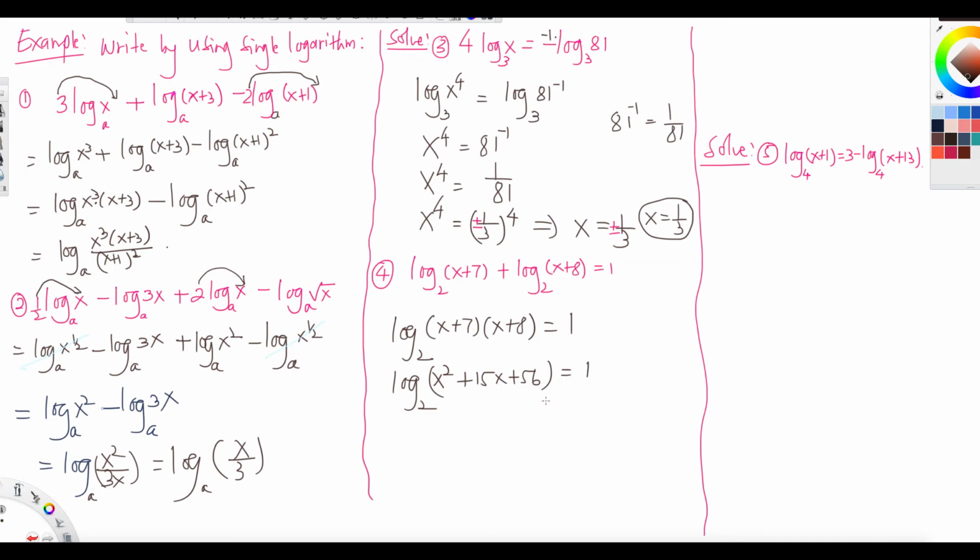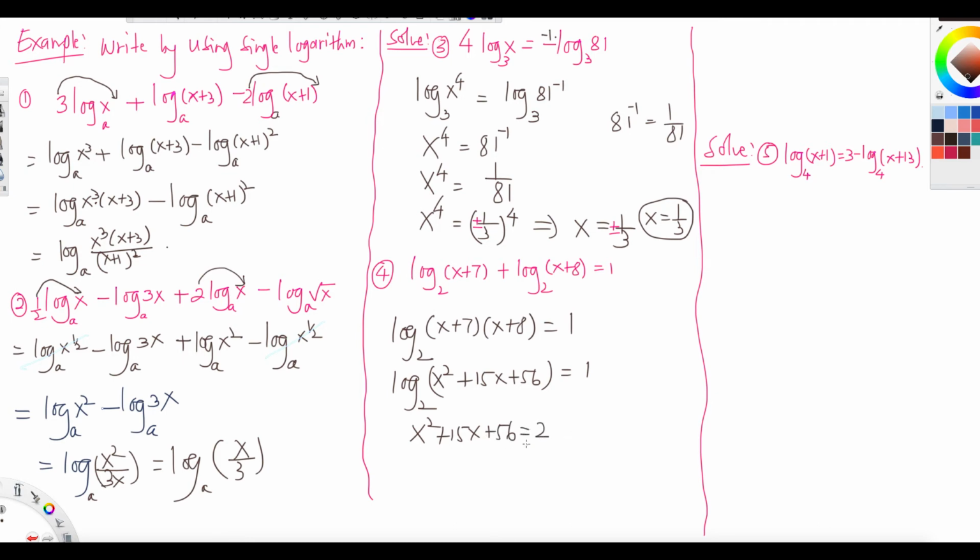Okay, so I want to get rid of the log because there is only one log here. How do I get rid of it? It is like moving the base to the other side. Basically you can write x squared plus 15x plus 56 equals 2 to the 1, which is just 2.